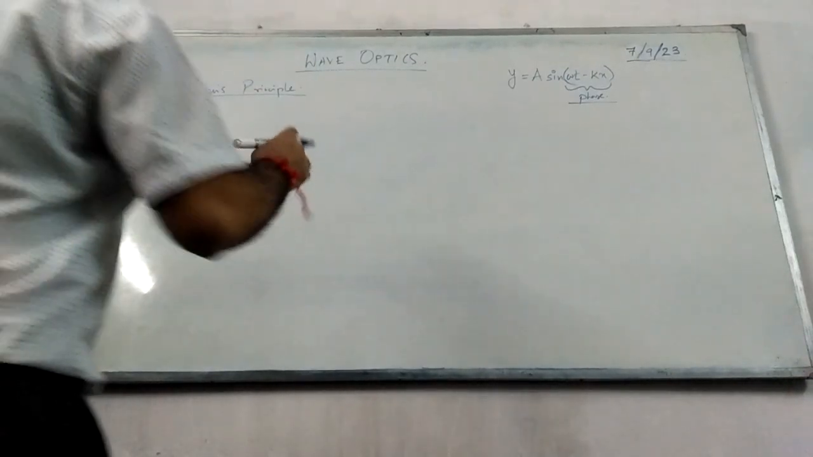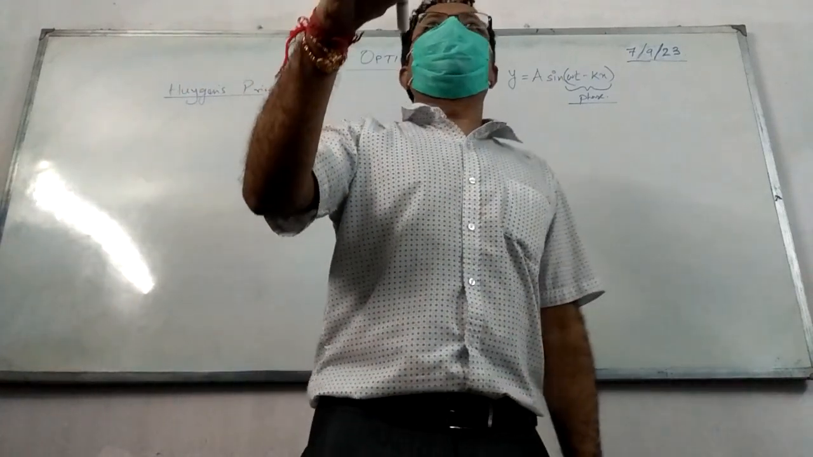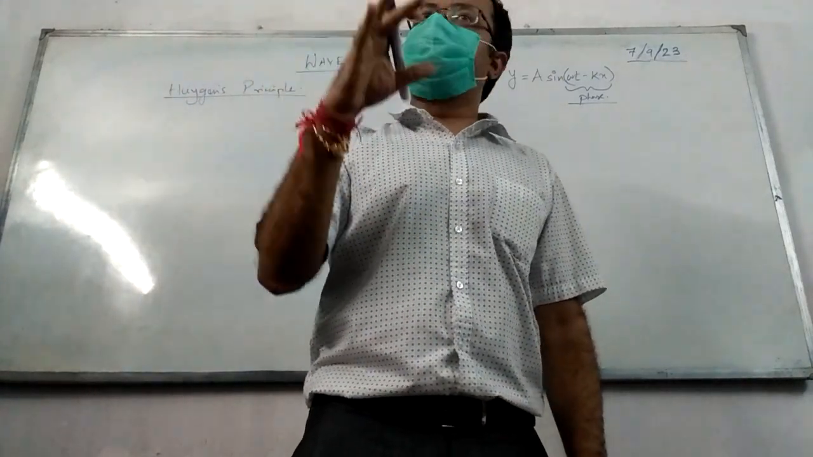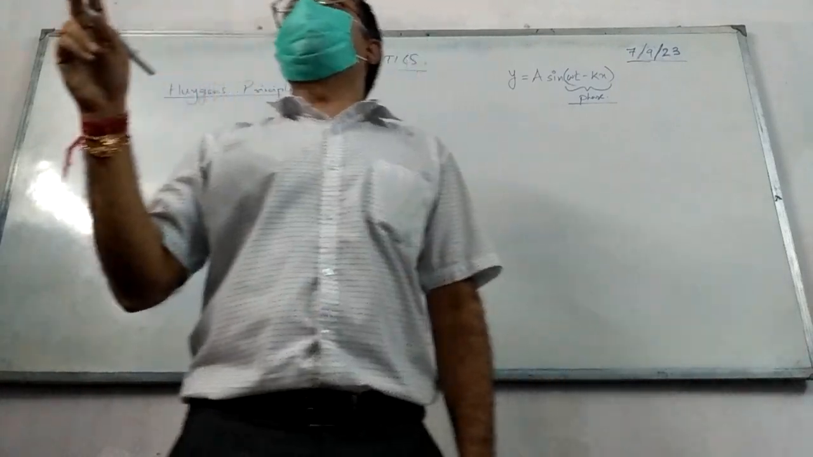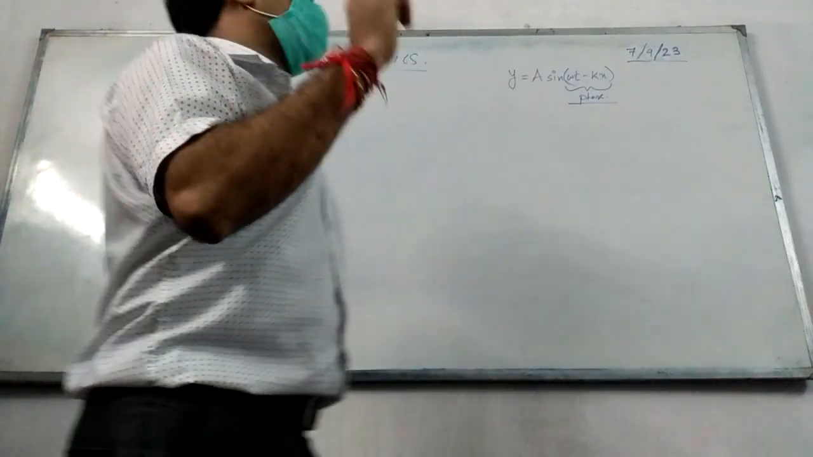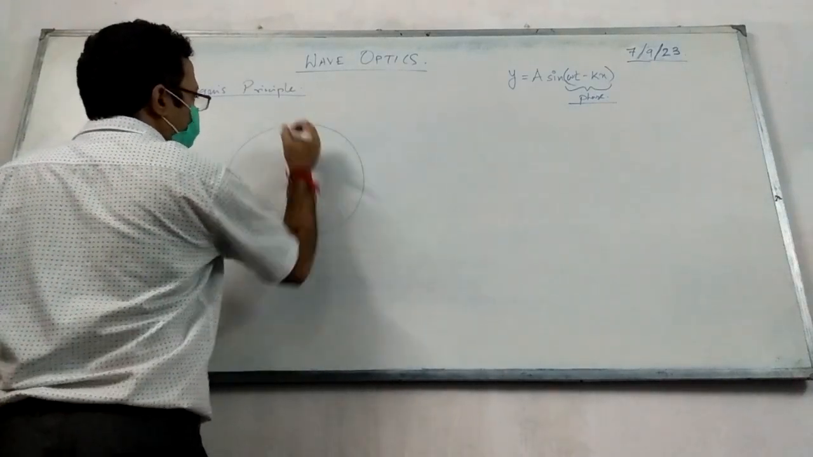Okay. So Huygen's principle says that if you take a stone and drop it in stagnant water, it creates ripples. We have seen that. Those ripples, we named them as what? Wave fronts. Alright? So Huygen's principle says that you take up any point on a wave front.